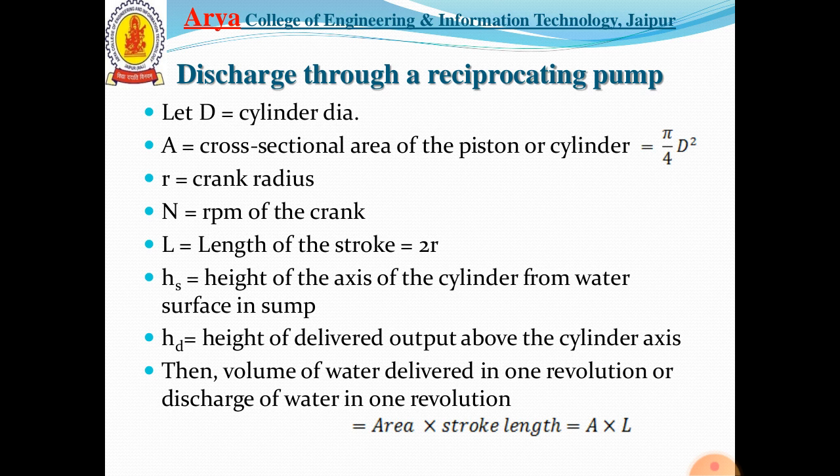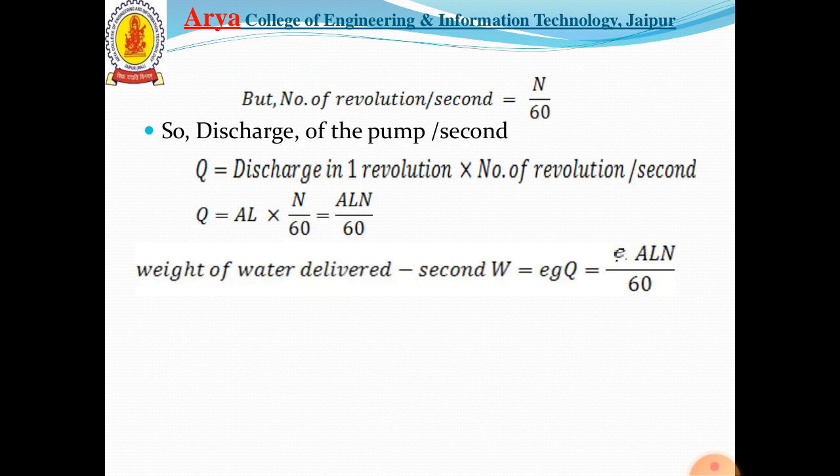Then the volume of water delivered in one revolution, or discharge of water in one revolution, is equal to the area into the stroke length, that is the stroke volume, equal to A into L. But the number of revolutions per second is equal to N by 60. So the discharge of the pump per second is Q equal to discharge in one revolution into number of revolutions per second, that is Q equal to A into L into N by 60, calculated as ALN upon 60. Now the weight of the water delivered per second can be calculated by multiplying by rho g, that is rho g into ALN upon 60.